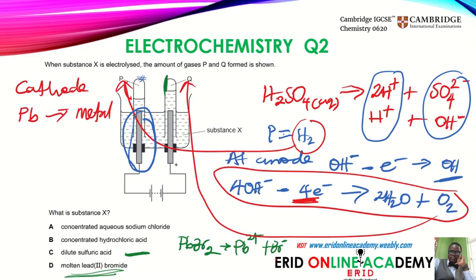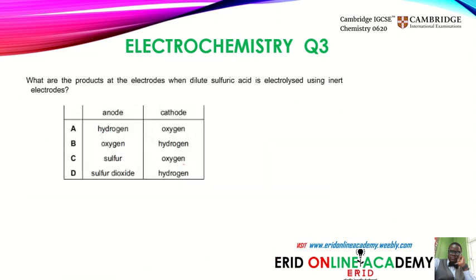Okay, so just that shows that this option is a wrong option. A is wrong, B is wrong, but C is the correct one. The correct answer is C. Okay, let's move on to the next question.